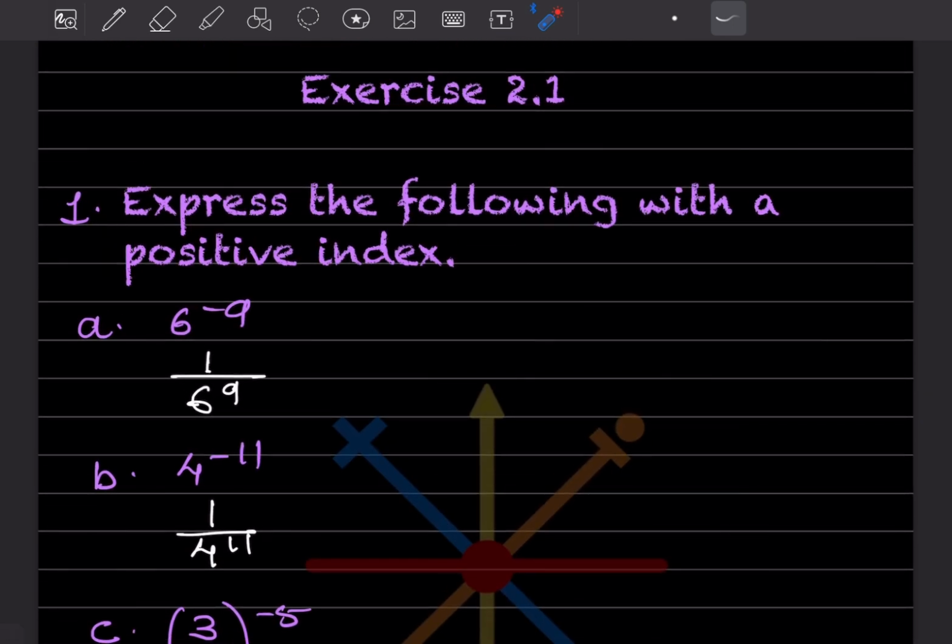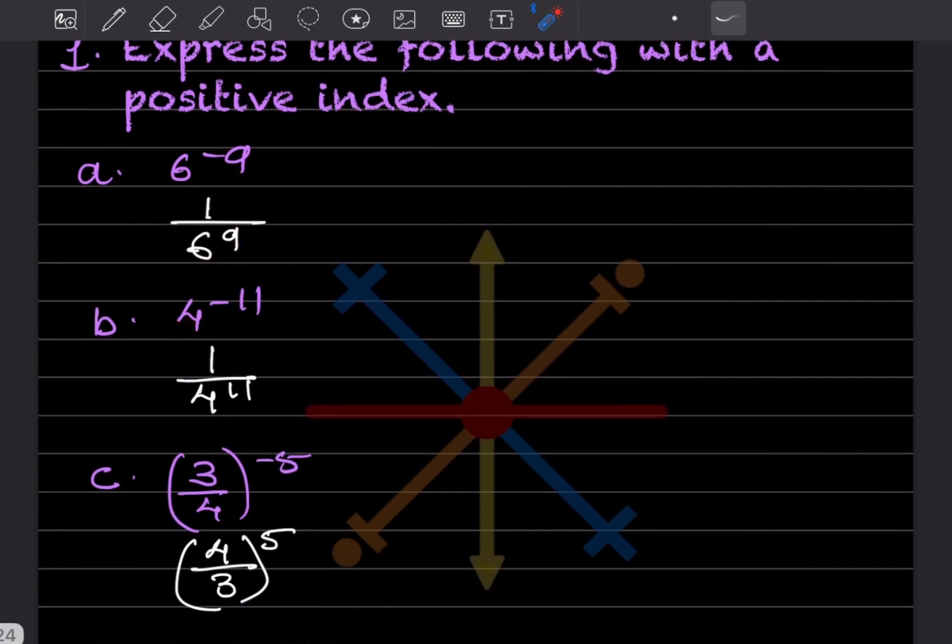Now here we'll start with exercise 2.1. Express the following with a positive index. Now you can see 6 raised to minus 9. Because this is negative, you have to make it positive. So that is going to be 1 by 6 raised to 9. Again here, this is negative, so that will be 1 by 4 raised to 11.